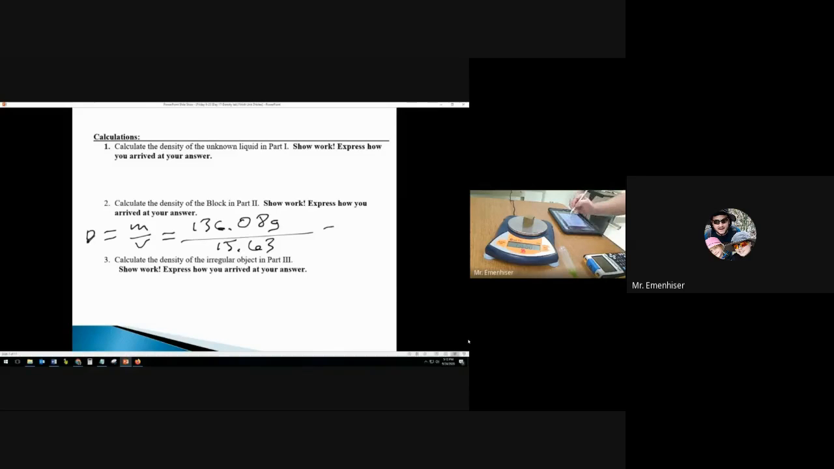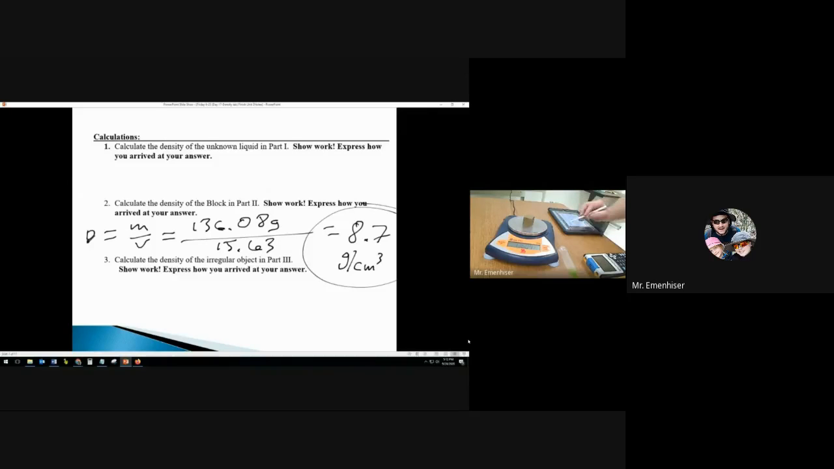And we get, come on, it's not that hard, dude. We get 8.7 grams per milliliter, or grams per cubic centimeter. Okay, so that's really heavy. 8.7 grams in every cubic centimeter of that material.